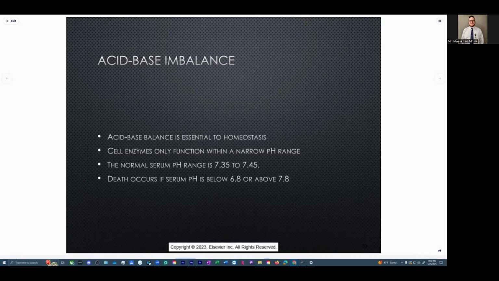Death is going to occur if our pH fell anywhere below 6.8 or above 7.8. I've never seen a 6 pH. If they were, they were probably in a coma. I think the lowest pH I've ever seen was 7.1 or 7.4, something like that, and they were already in a coma. So it's a really short range.